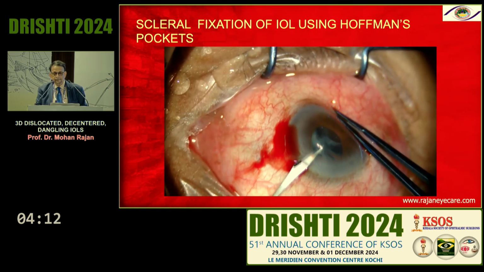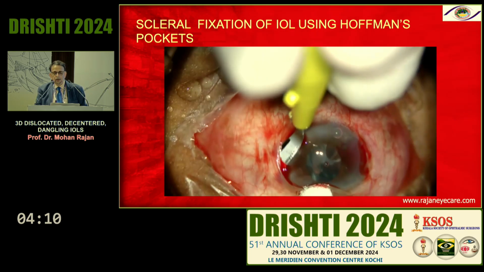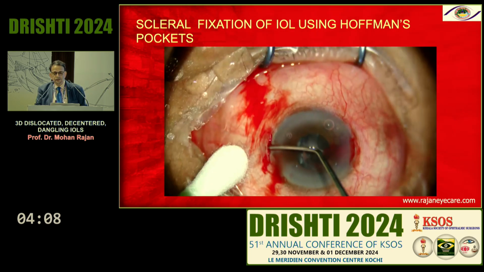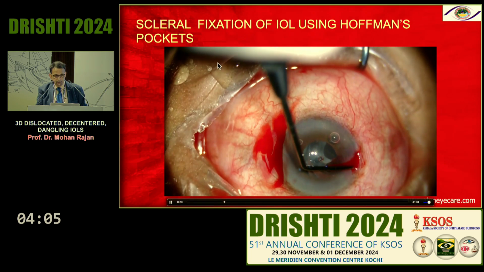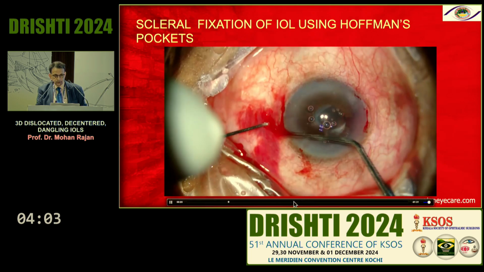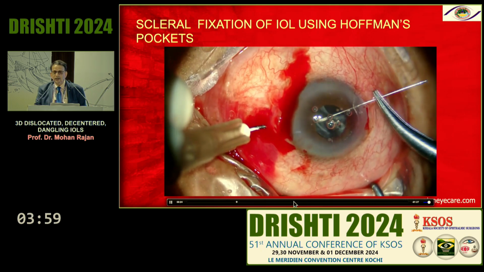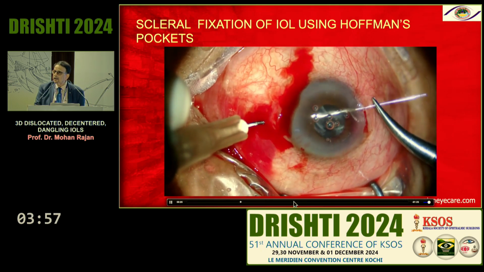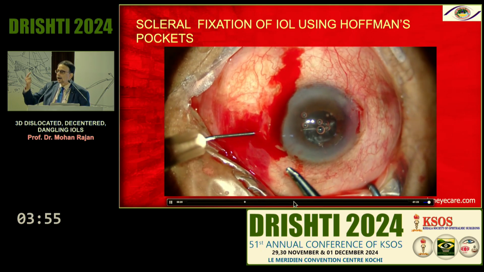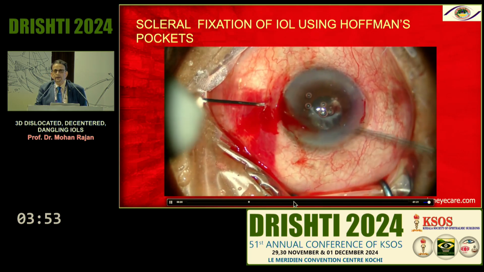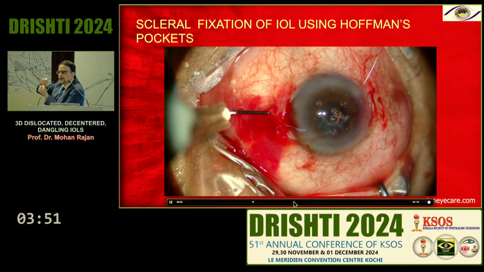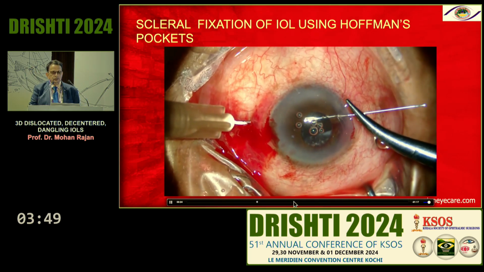which I am creating, and then I am creating a side port incision, and then going ahead and putting a suture. The 9-0 Prolene, or you can use that. One suture goes underneath the haptic, the other suture goes over the haptic. So the suture loops the haptic and fixes the haptic to the sclera.